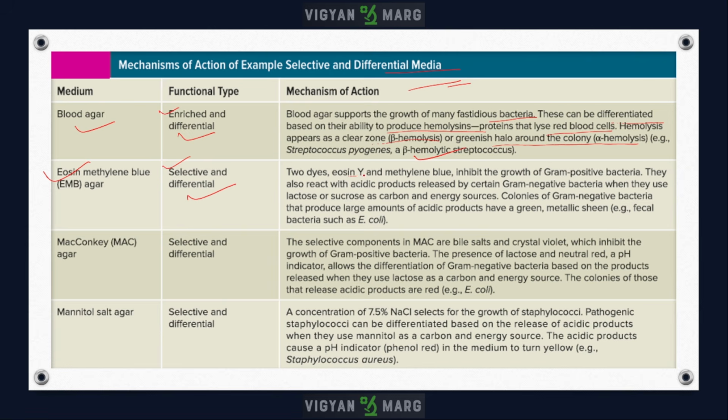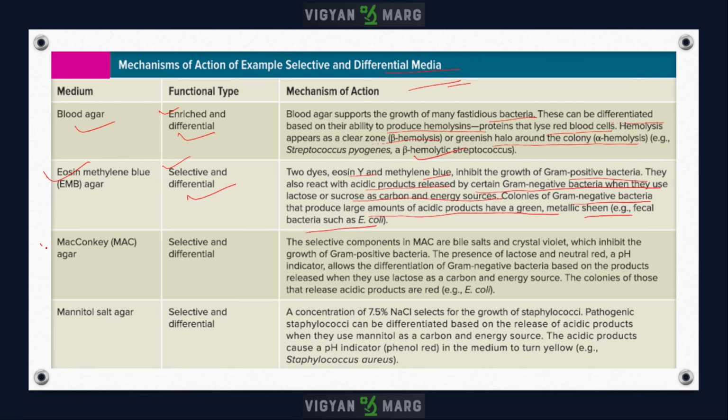These two dyes used in eosin methylene blue inhibit the growth of gram-positive bacteria. They also react with the acidic products released by certain gram-negative bacteria when they use lactose or sucrose as a carbon energy source. I already previously explained how the red indicator converts to pink and how they will select it. And colonies of gram-negative bacteria that produce large amounts of acidic products have a green or malachite sheen, like fecal bacteria such as E. coli.